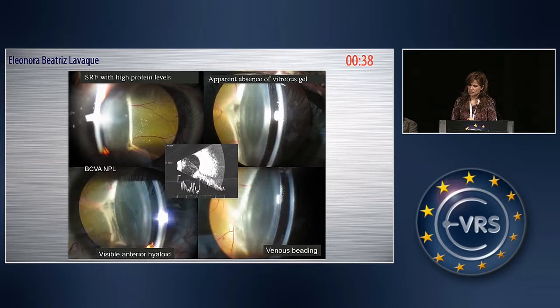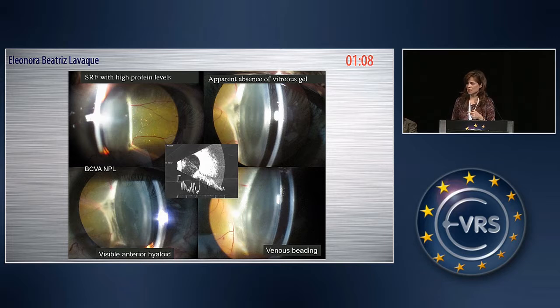After a few months, he came back like this. You can see the high protein of this serous retinal detachment, four times the serum level. Apparent absence of vitreous gel. By this time, no light perception. Visible anterior hyaloid, and inferior and right, you can see all the changes in the vasculature of the normal retina. The cap lipper, it's altered. So we don't think in these cases to go from inside.